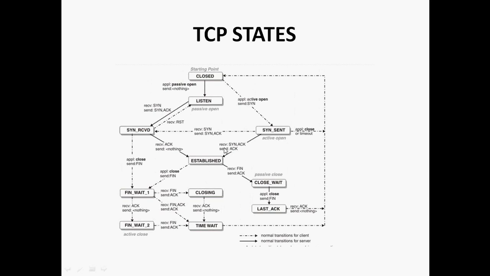Here we can see recv means receive, so we can receive a synchronous packet plus acknowledgement. Then they will send an acknowledgement. The final acknowledgement means it will go to the established state. So receive means we can receive here and they will send here. That's why there is receive and send.